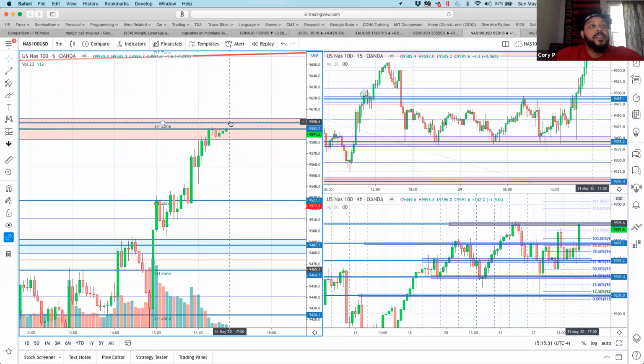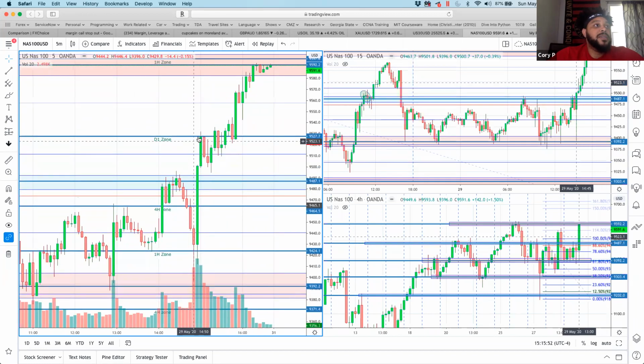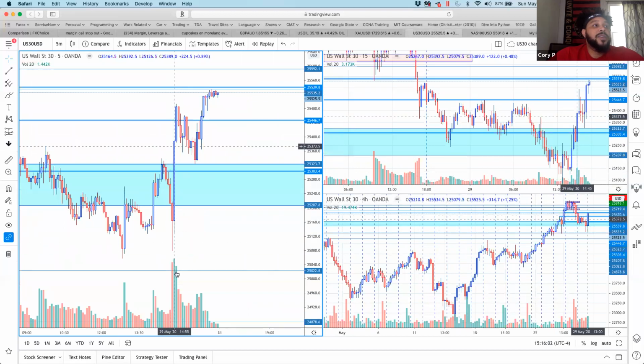Not as aggressive. US 30 is the most aggressive of all of the pairs, right? It moves like, you know, just crazy. And even here on NAS 100, okay, no, this is the impulse right here. This is the impulse, this is the pullback, this is the move back up. US 30 was just reckless, you know. It moved with reckless abandonment, as people would say.